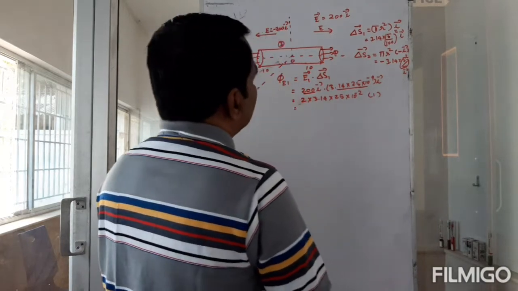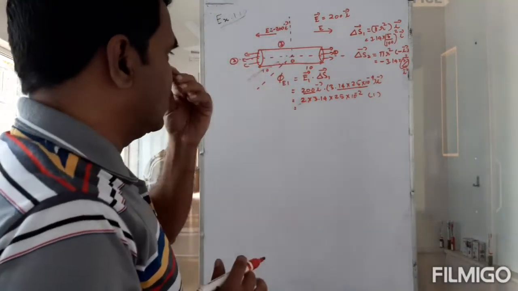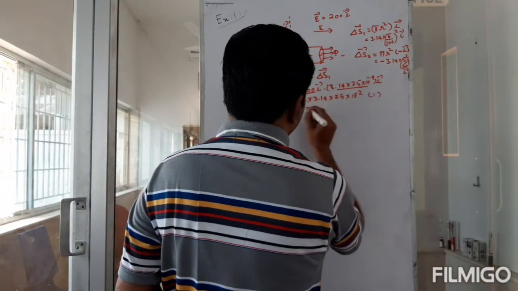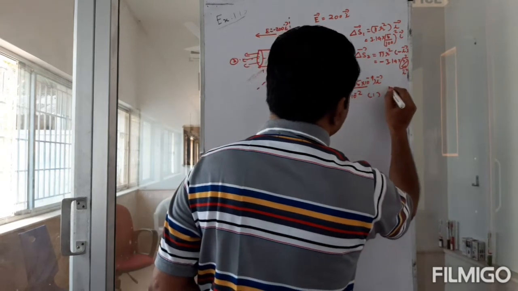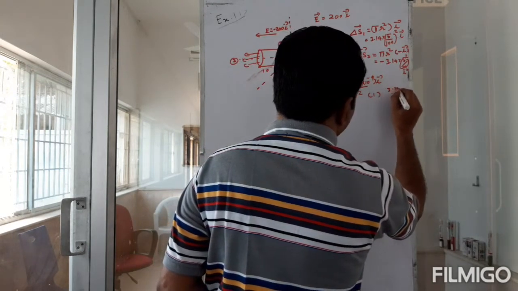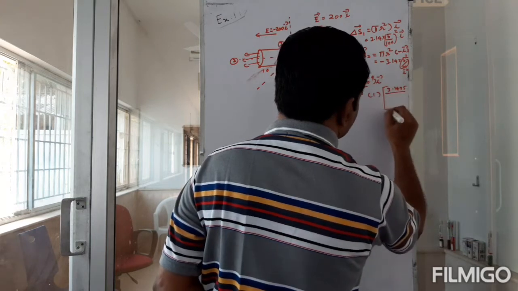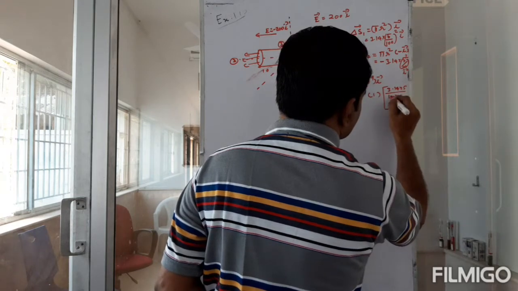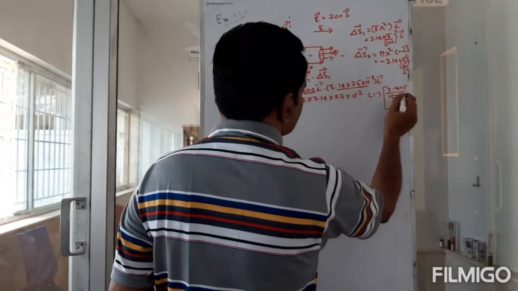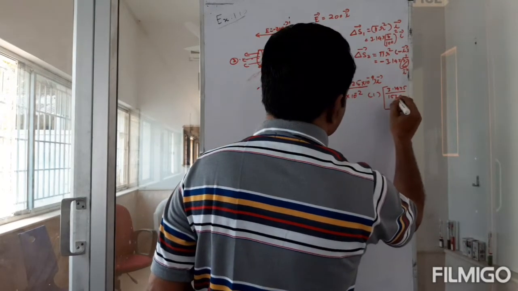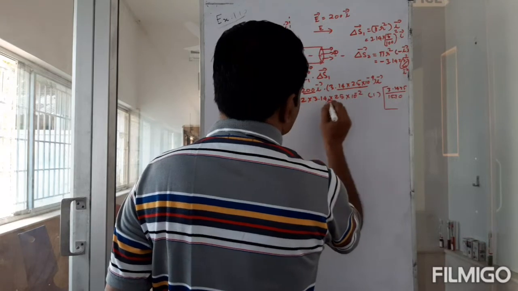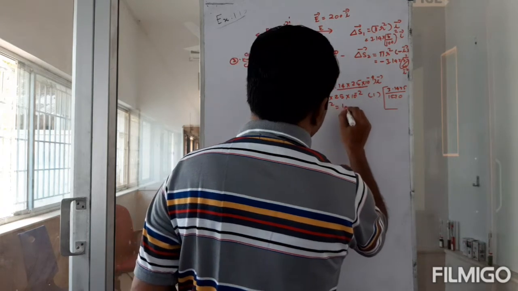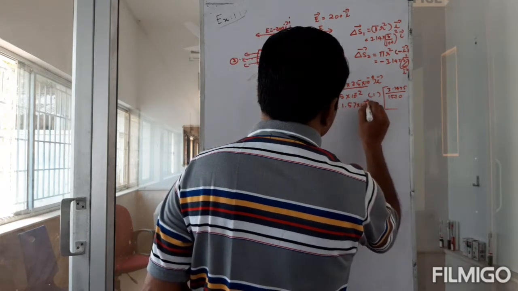Now it's 50 into 3.14. So it's going to be 3.14 into 5, right? Do this way. 157. Okay, so 15.7, right? So 15.7 into 10 power minus 2, or 1.57 into 10 power minus 1.